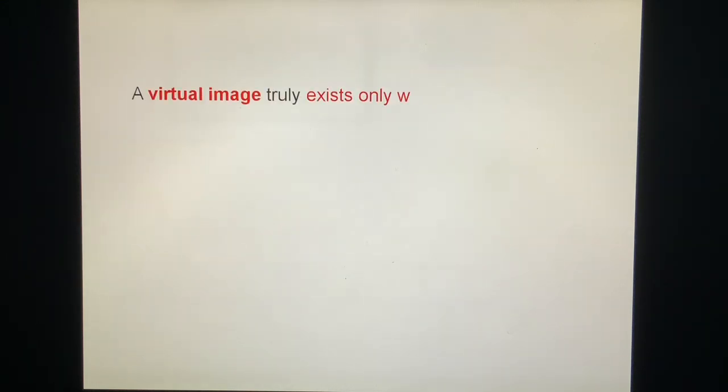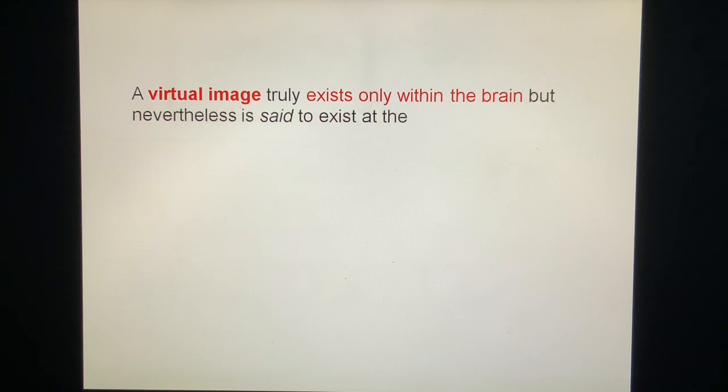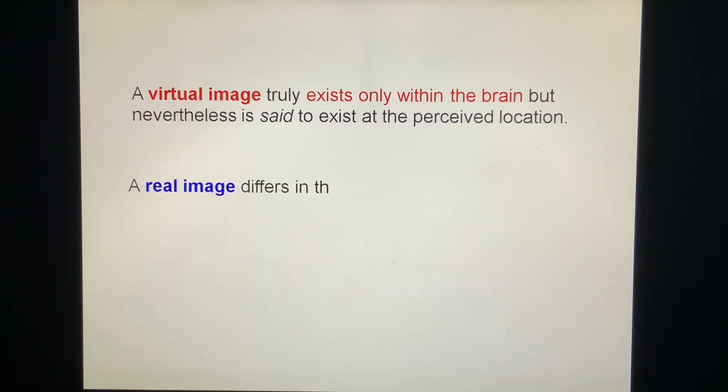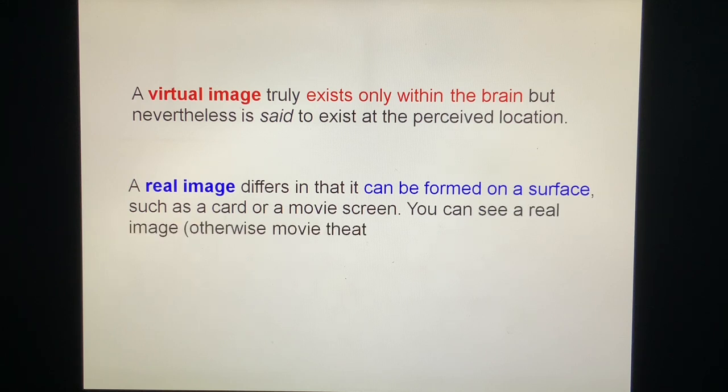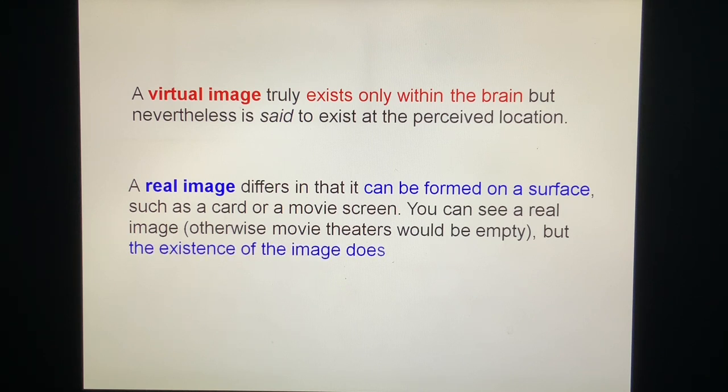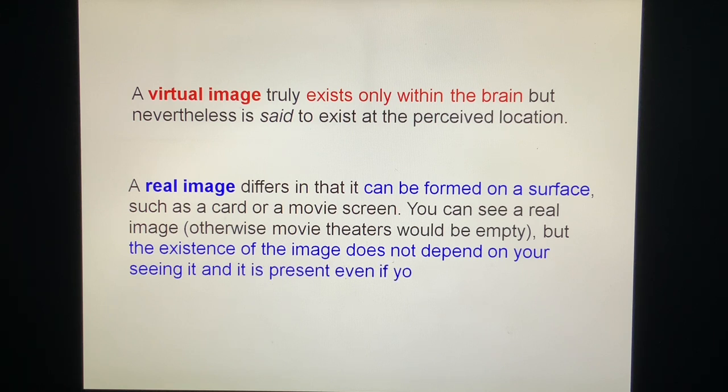A visual image truly exists only within the brain, but nevertheless is said to exist at the perceived location. A real image differs in that it can be formed on a surface such as a card or a movie screen. You can see a real image, otherwise movie theaters would be empty. But the existence of the image does not depend on your seeing it, and it is present even if you're not.